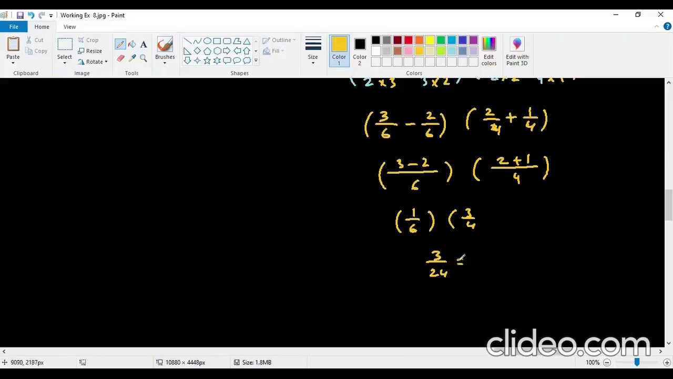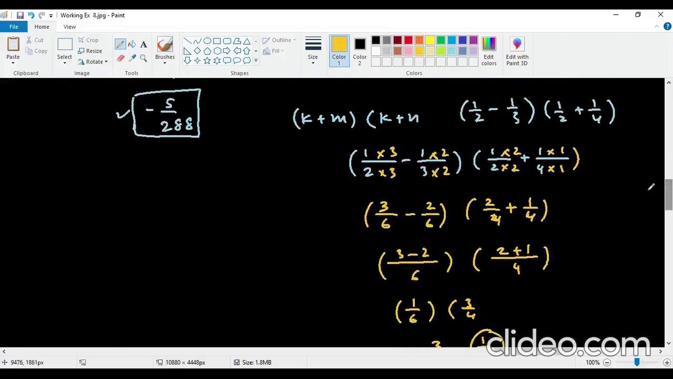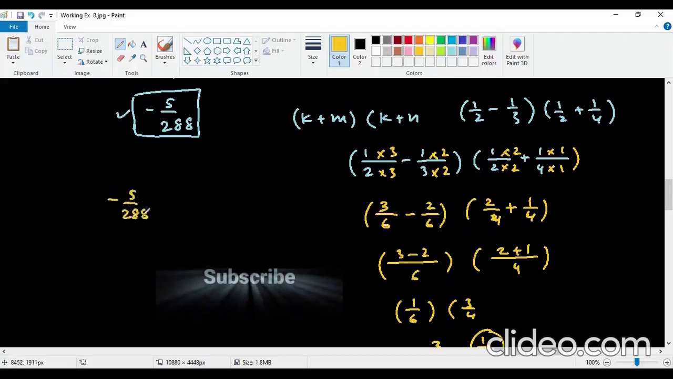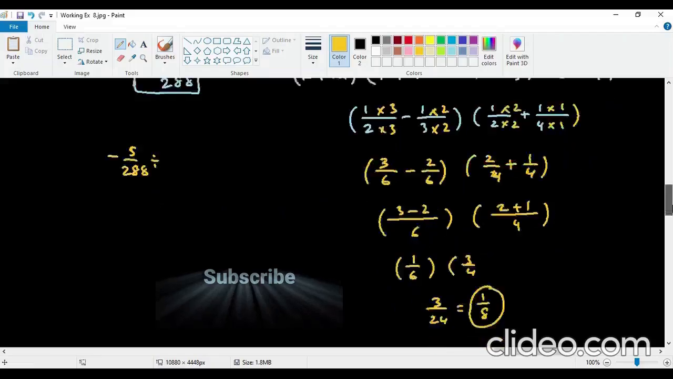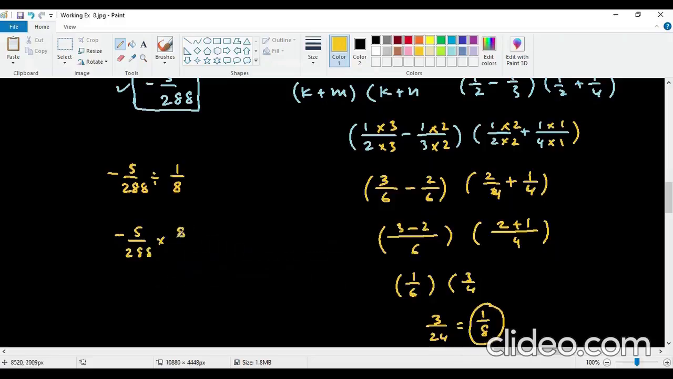Okay, and you can simplify this. 1 over 8 also can be written. 3 times 1 is a 3 and 3 times 8 is 24. So this is the denominator part. Now we need minus 5 over 288 divided by the denominator value, which is 1 over 8. So when it comes like this, minus 5 over 288 is multiplied by 8 over 1.